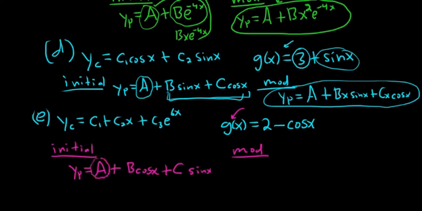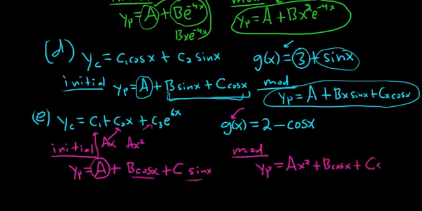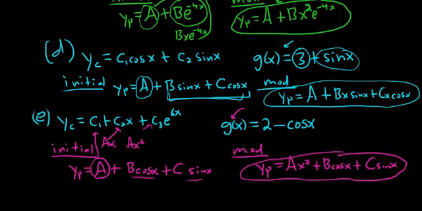Now for the modified, we only look at yp and the terms of yc. So look at this. Ooh, repetition. So we need ax. Oh, but look, repetition. So we need ax squared. So we have yp equals ax squared. And then nothing else repeats. The a does not repeat with the e, and these cosines and sines don't conflict. So they stay the same. So b cosine x plus c sine x. So that would be the modified guess.